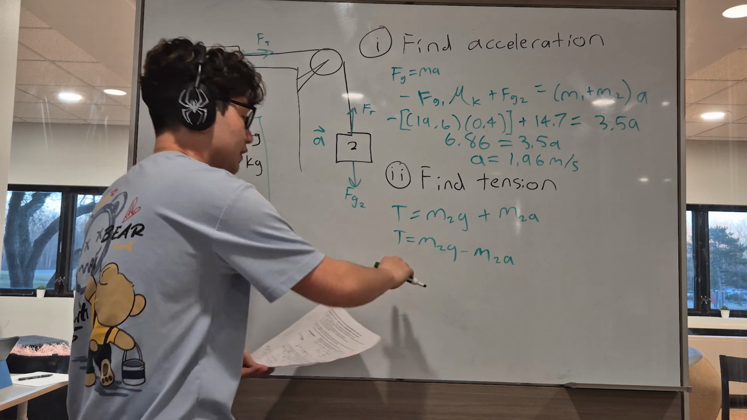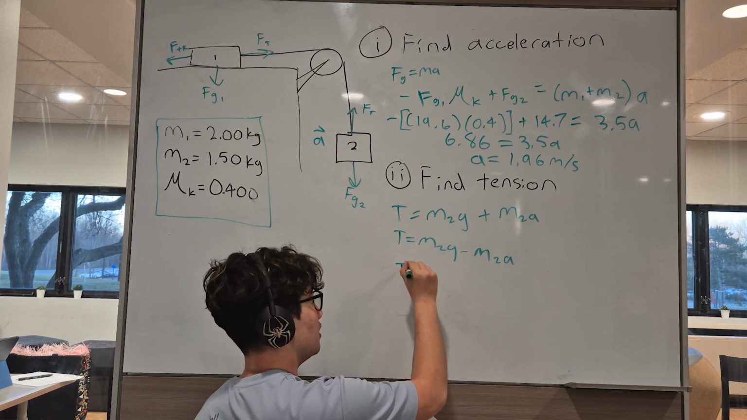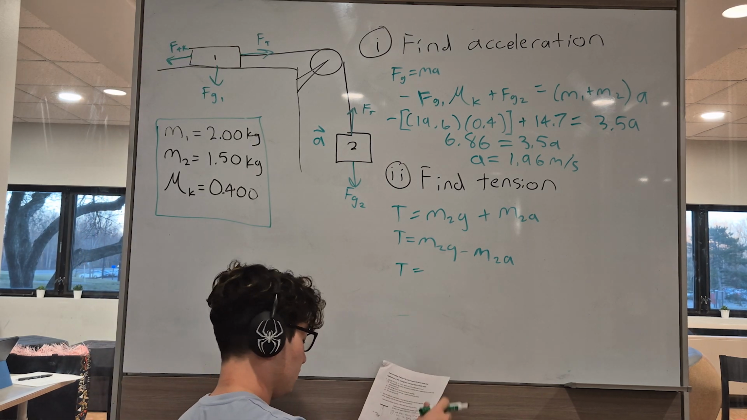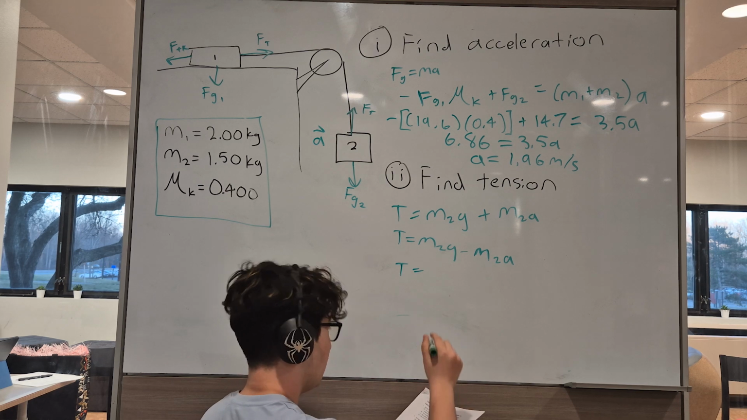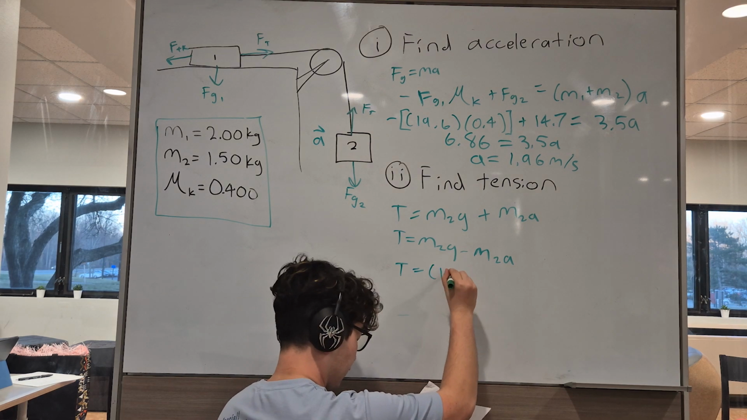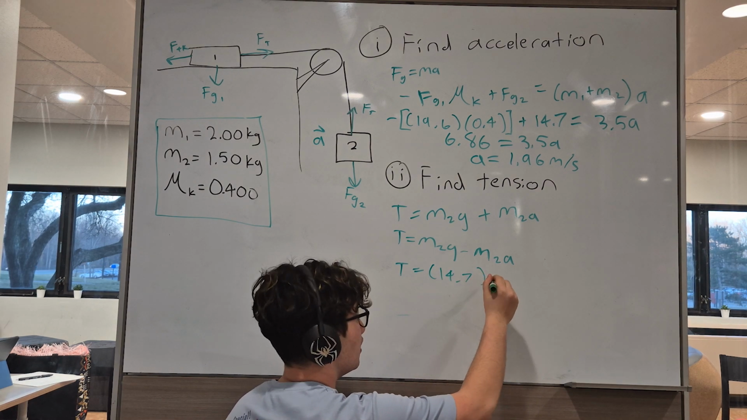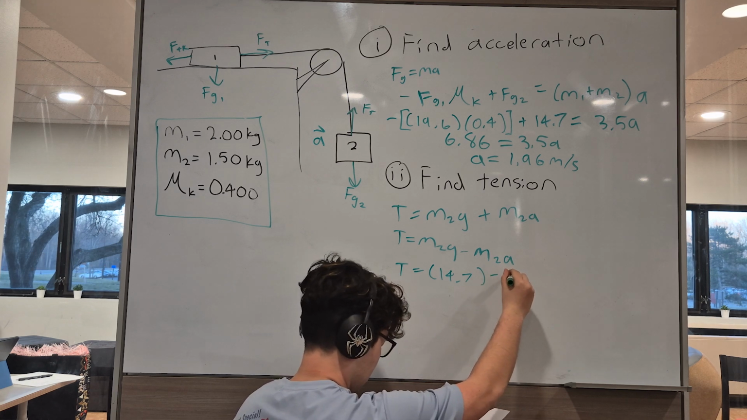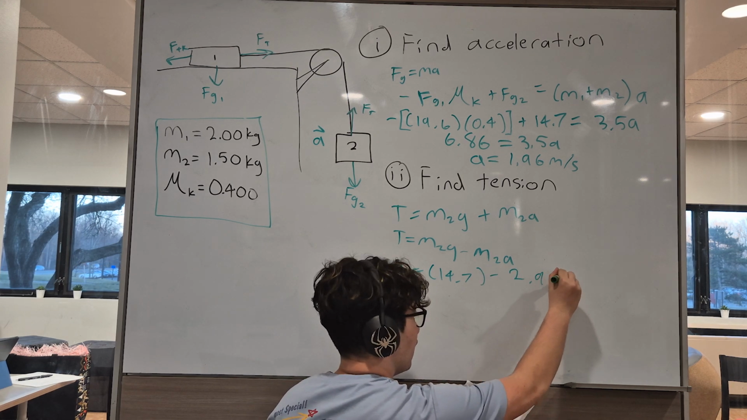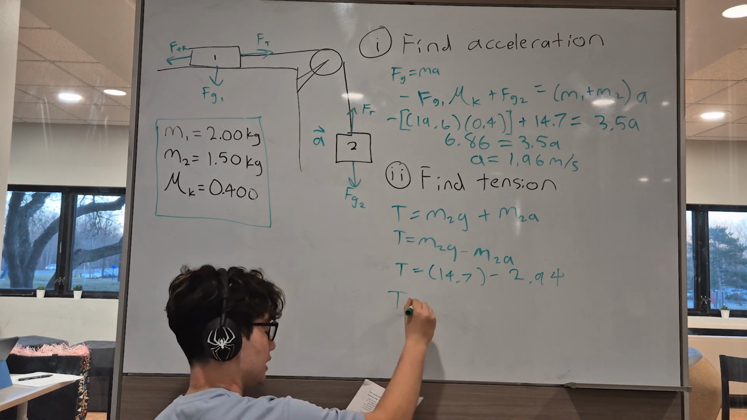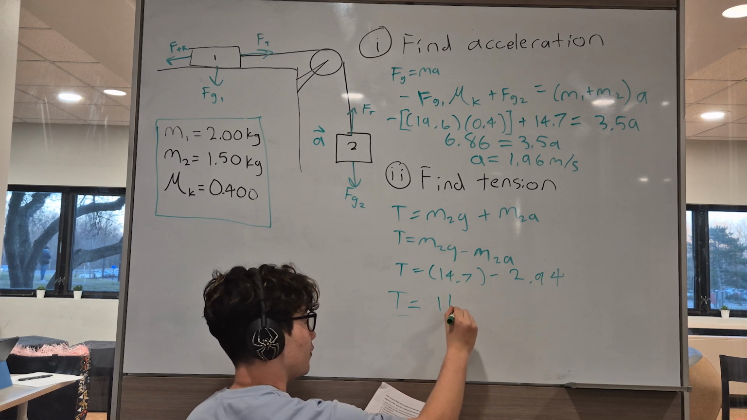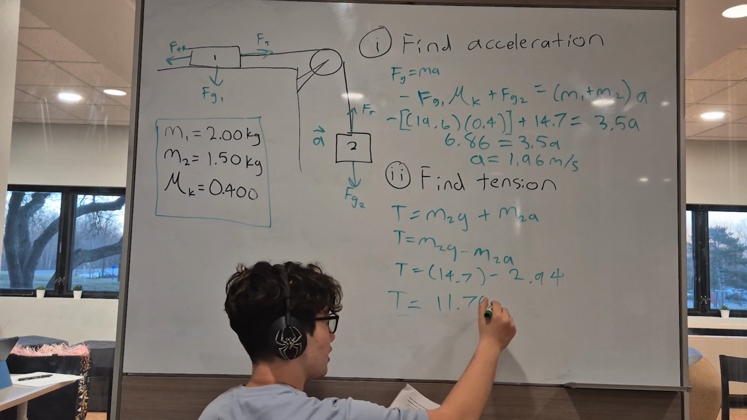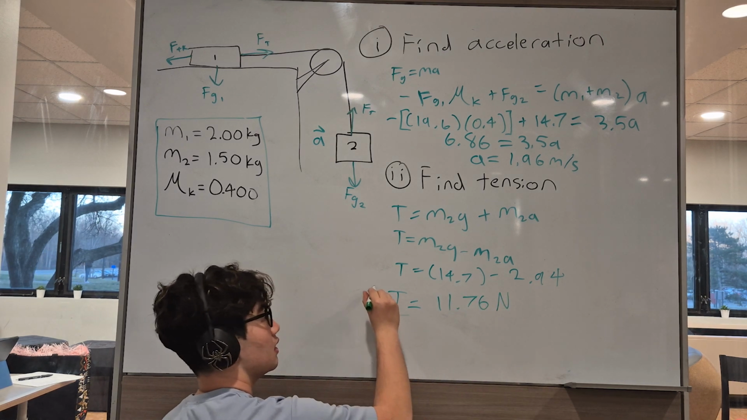And then once we have that, we can start plugging in. So T is equal to 14.7 minus 2.94. And now our T should become equal to 11.76, or 11.7 newtons. And that's our answer.